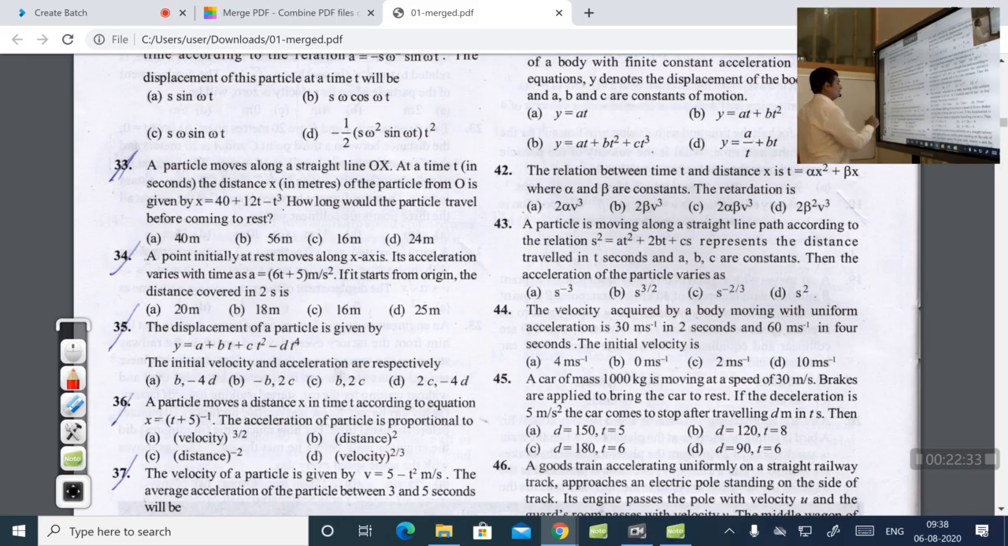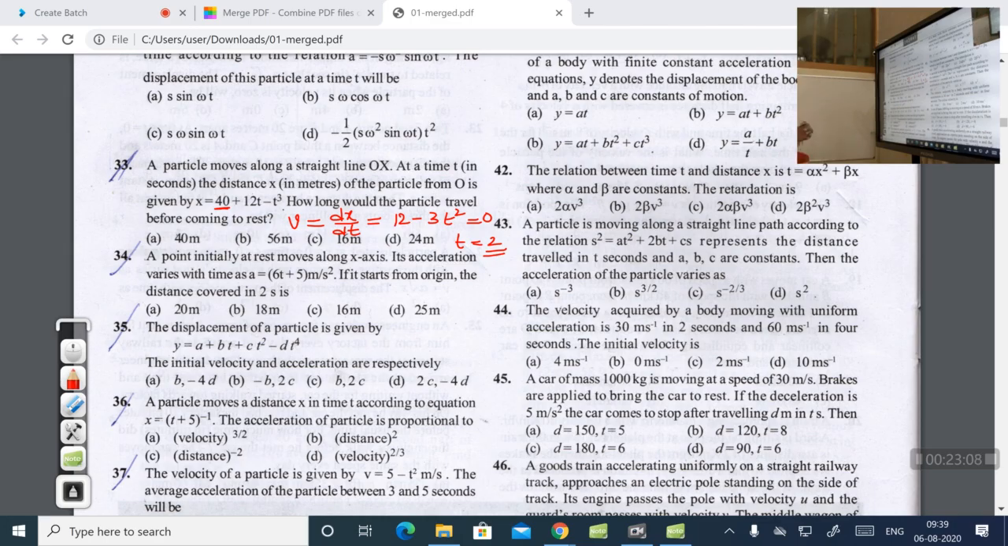So x is given, we need to calculate velocity. So directly we can calculate v is equal to dx by dt. Correct or not, students? I am directly differentiating. 40 gives 0, 12t gives 12, minus 3t square, which should be equal to 0. So 3t square is equal to 12, so t square equal to 4, t equal to 2 seconds. Okay, so in 2 seconds it will come to rest.